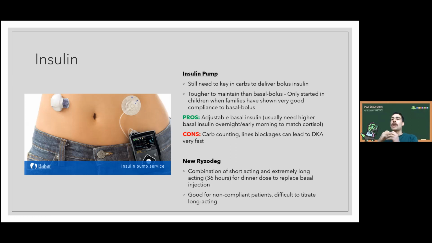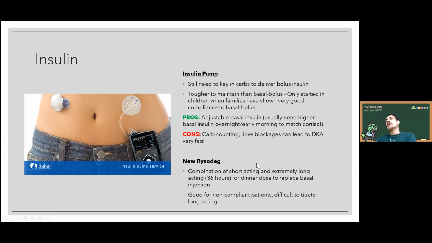So really good because it adjusts basal insulin according to your body a lot more accurately. However, you have to count your carbs very closely. And if you get a blockage in the line of the insulin pump, that means you have like no insulin on board straight away because there's only short acting being delivered. So you can lead into DKA really quick. So they tend not to give insulin pumps to families that aren't very good at basal bolus regime. So it's actually quite hard to manage an insulin pump. So you wouldn't give it regularly.